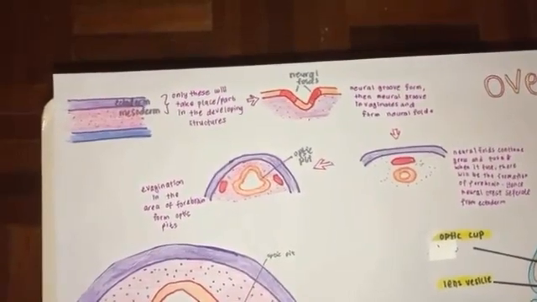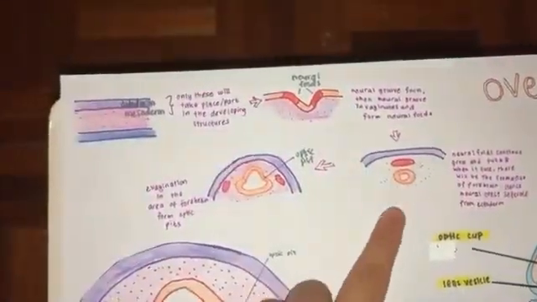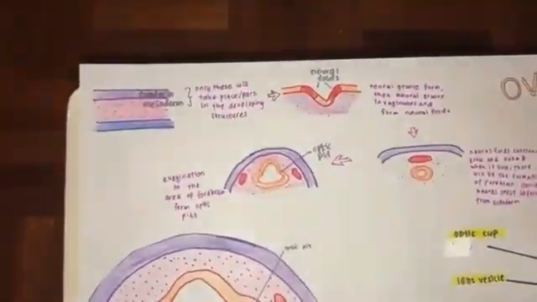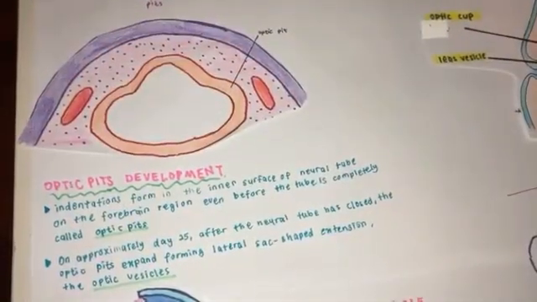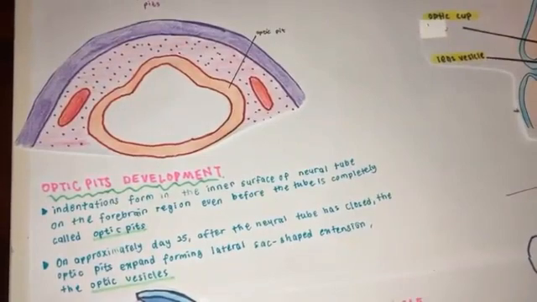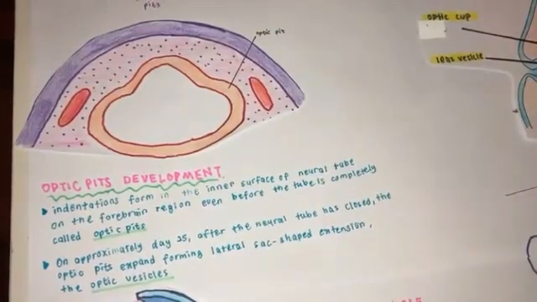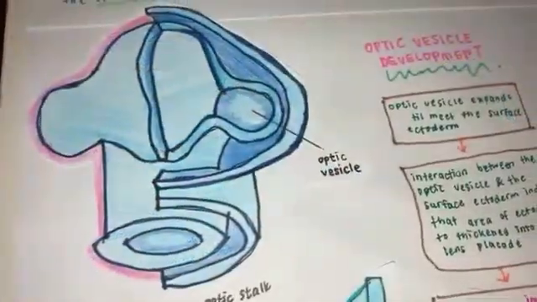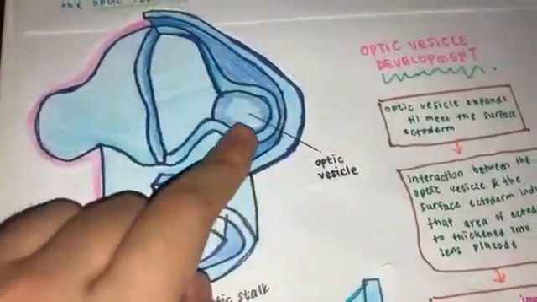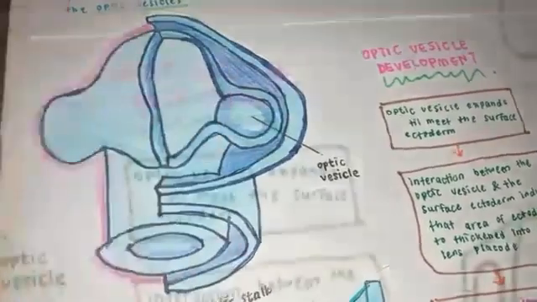Invagination in the area of the forebrain forms the optic pit. Okay, the optic pit is an indentation formed in the inner surface of the neural tube on the forebrain region. Approximately day 25, the optic pit will form the optic vesicle.